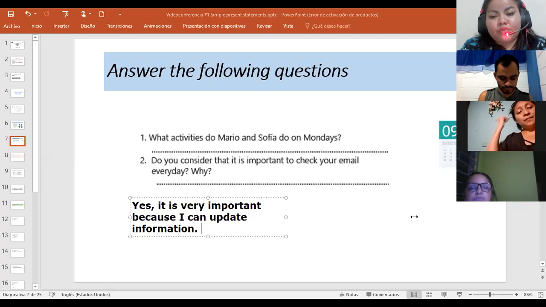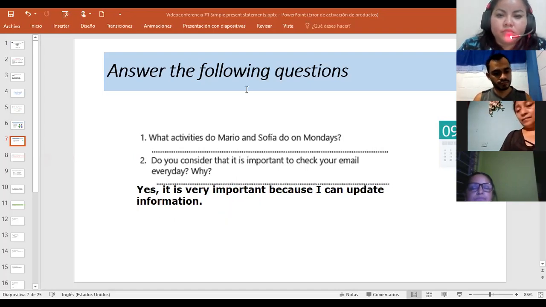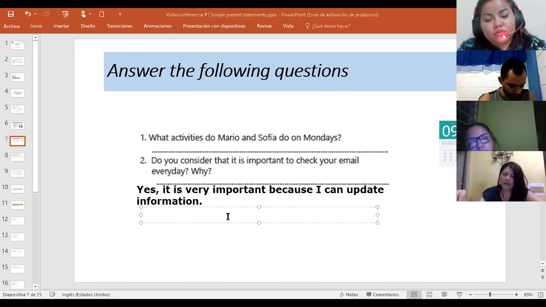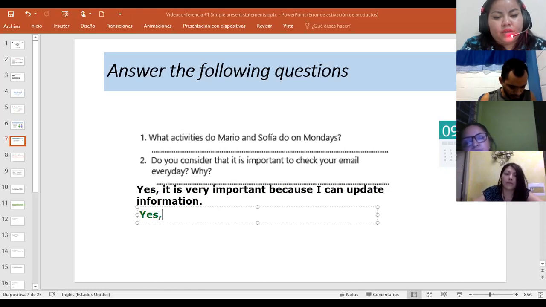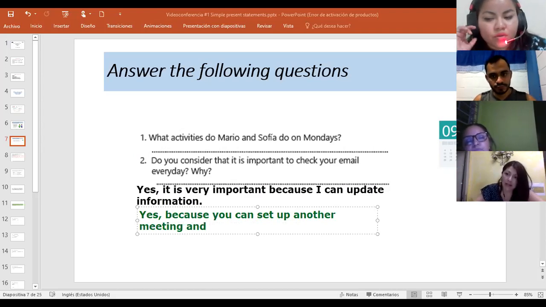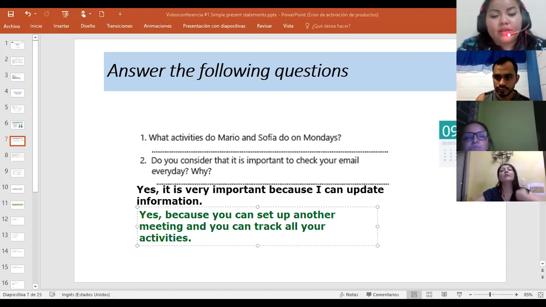Carmen, do you consider that it's important to check your email every day and why? Tracking all activities with your co-partners or with your providers, you can appoint another meeting with other people too. Okay, because you can set up another meeting. And what else do you say? Because you can make tracking of all your activities. You can track all your activities. Very good. That is correct.